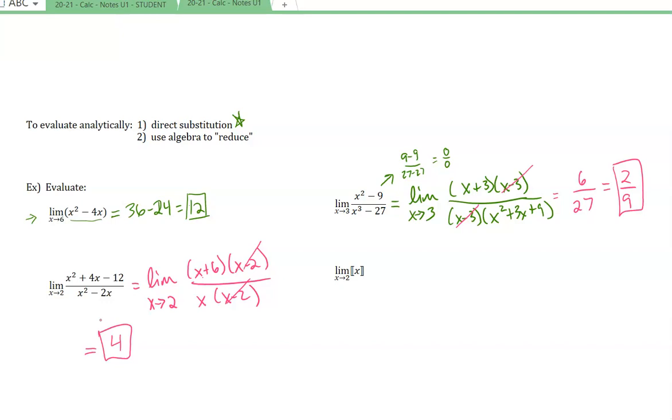Okay? All right, for this next one, this right here is a little bit different. This is not one that we can use algebra to reduce. So if neither of these two options work, the next thing we need to do is think about what the graph looks like around our point in question. What would some numbers, like if I plug in numbers very close to that, what kind of output would I get, that kind of thing.